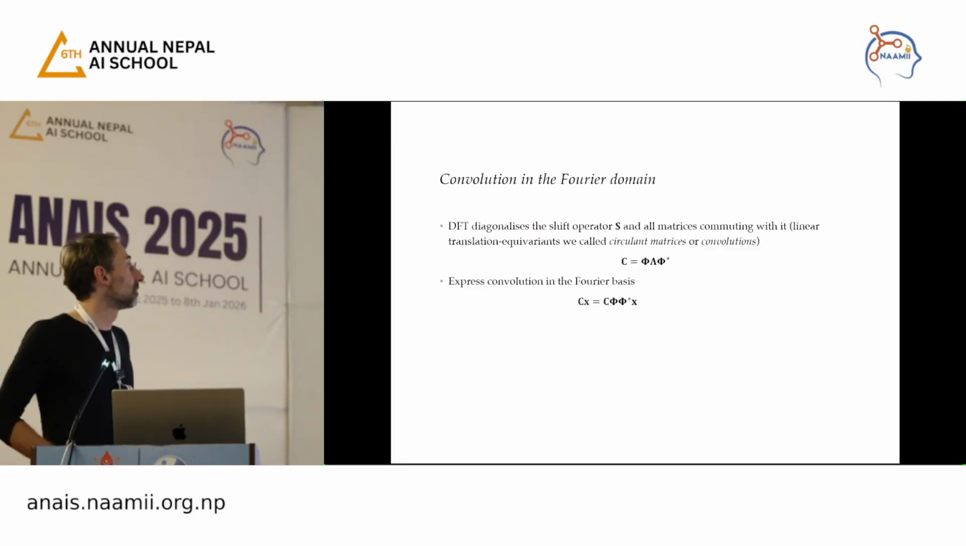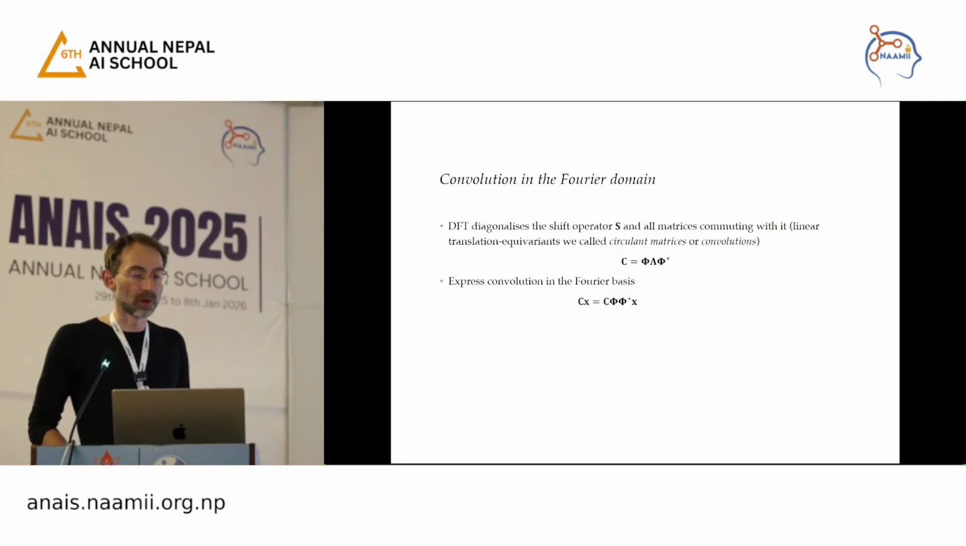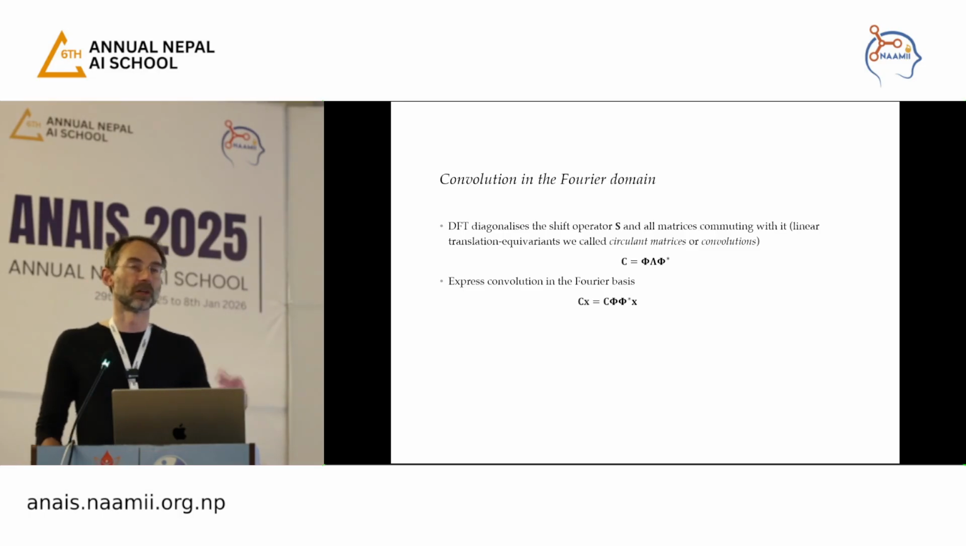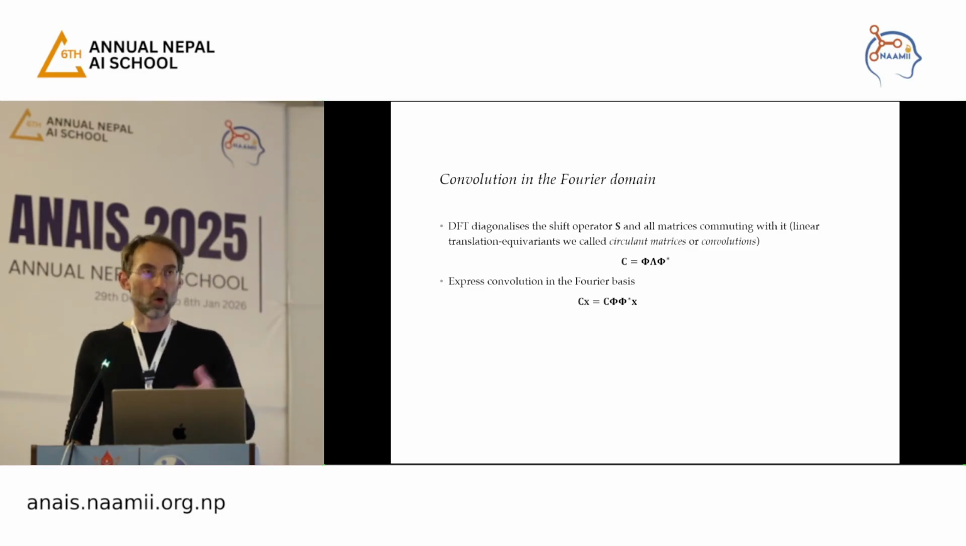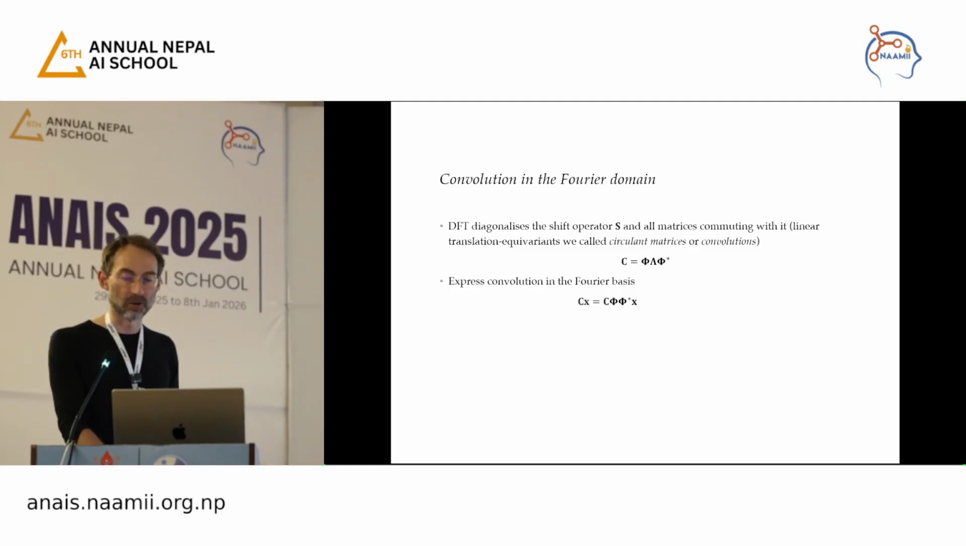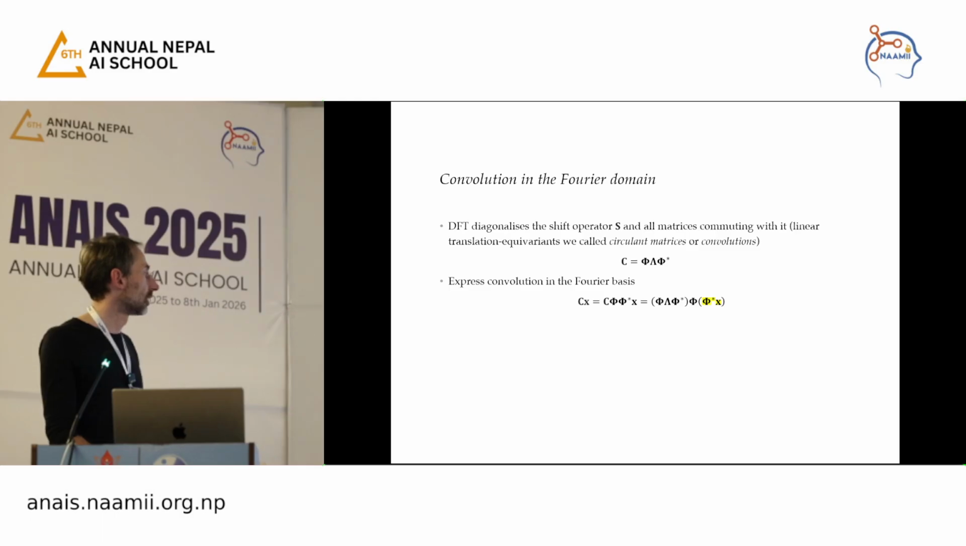Now, what's the relation between convolution and the Fourier transform? We know that the DFT diagonalizes the shift operator S, and because of commutativity of the shift operator with all convolutions, it means that a convolution can be written like this. Any circulant matrix or any convolution matrix looks like phi lambda phi star, where lambda are some eigenvalues, okay? And now we can express the convolution in the Fourier basis. If I want to multiply C by vector X, I just plug in my definition, phi lambda phi star.